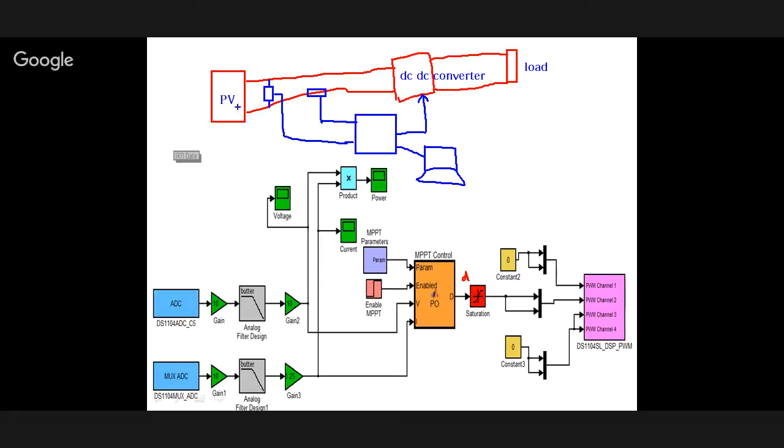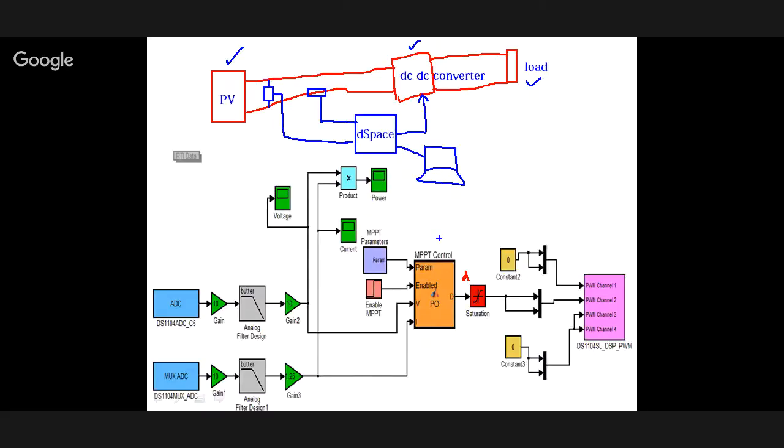So this is my hardware, a real time PV. This buck converter is also real time and this load is real time. This is the dSPACE. This is my dSPACE. So what happened?